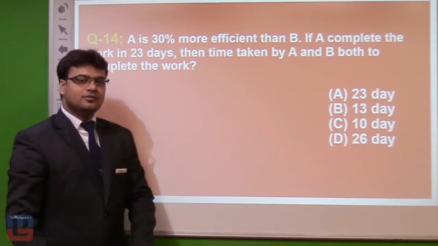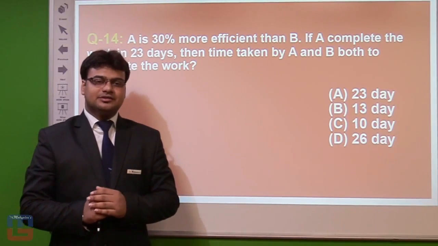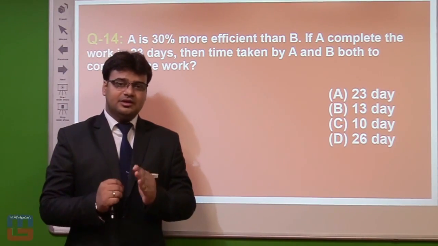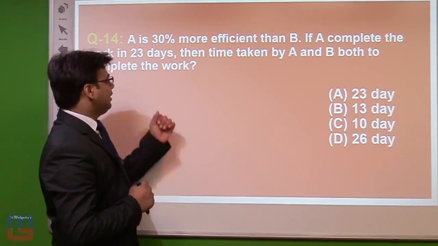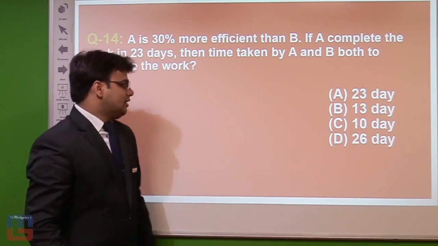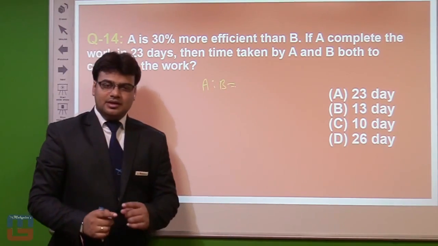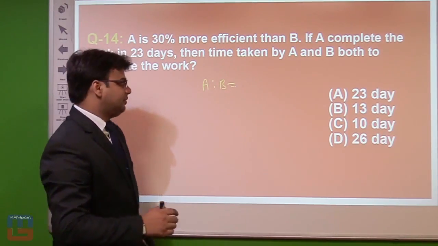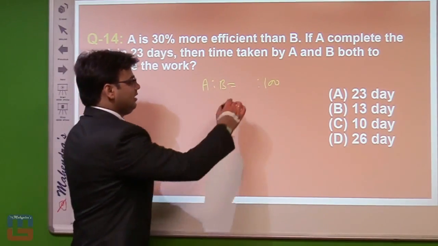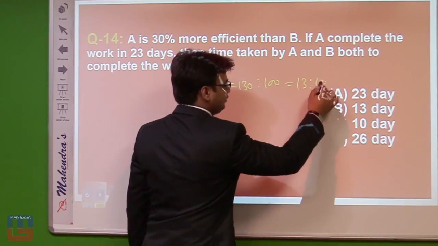What is our next question? This question is also based on work and time, on efficiency. A is 30% more efficient than B. If A can complete the whole work in 23 days, then how much time is taken by A and B together? If we get the ratio between A and B: A is 30% more efficient than B. Suppose B is 100, then A is 130. Simplified, that means 13 ratio 10.